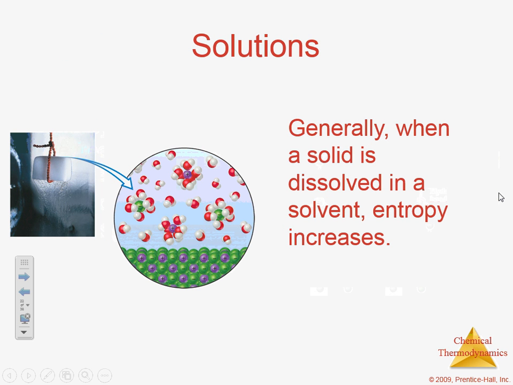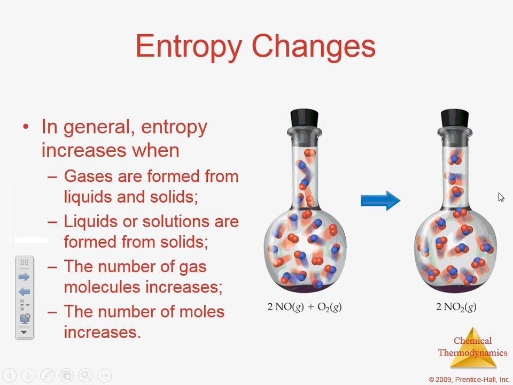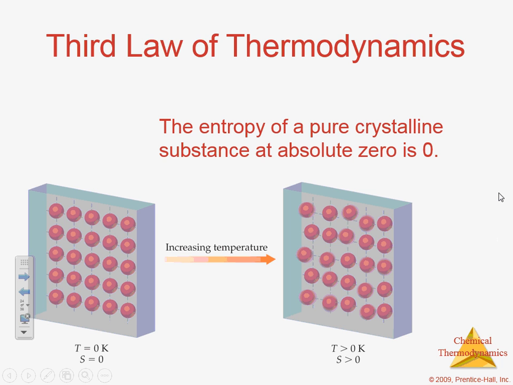Anytime we go through a phase change, we're going to have an increase or decrease in entropy. Generally, when we dissolve something, entropy is going to increase. If we go through a phase change from a solid or liquid to a gas, our entropy will increase. If we go from a solid to a liquid, our entropy will increase. If we increase the number of gas molecules, our entropy will increase. If we increase our total number of moles, the entropy will increase. So just all things that can increase entropy.